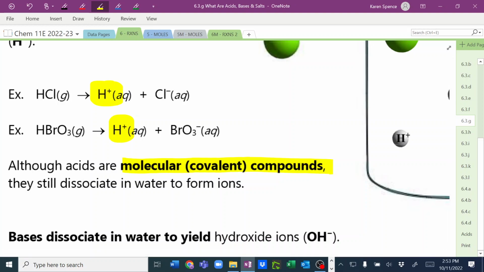I know it makes me unhappy too. Don't be mad at me. It's just the way life is. Okay? They are covalent. And yet, what do they do? They dissociate to form ions.